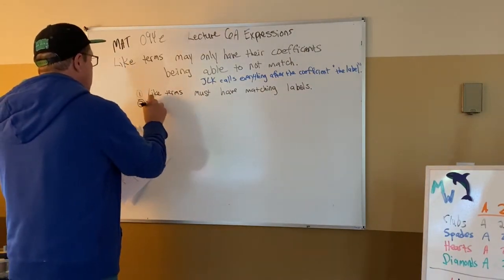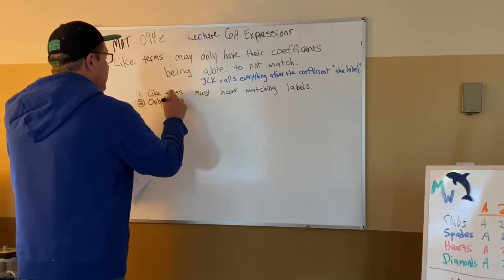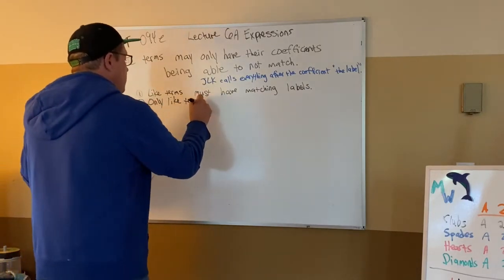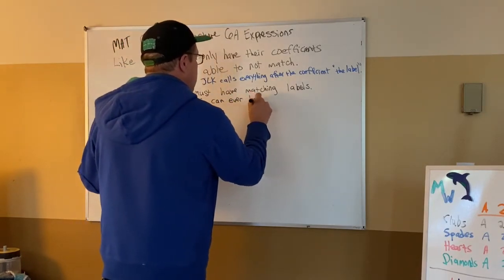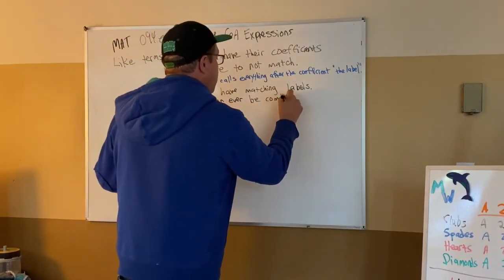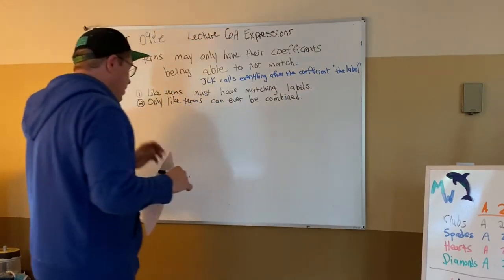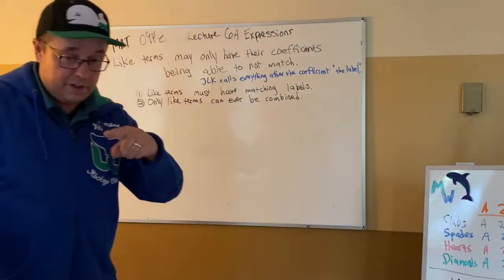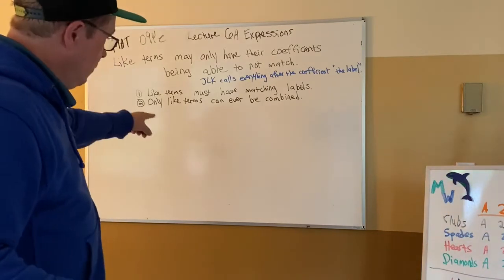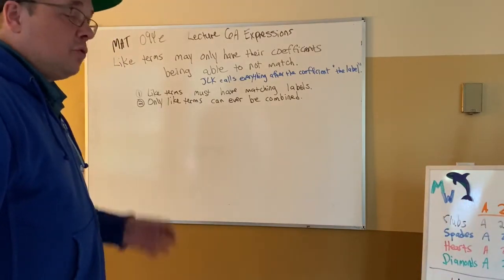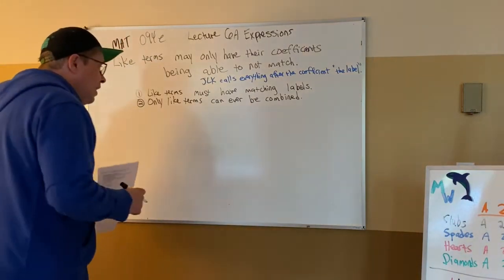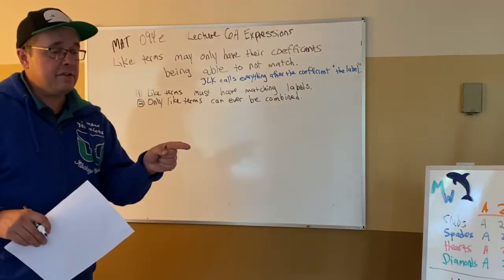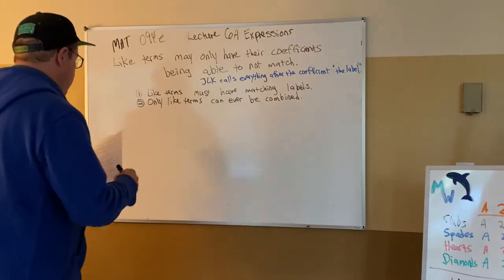Number 2, only like terms can ever be combined. It doesn't mention labels or anything like that. Labels are helping you determine what's a like term. That's a rule every math teacher has to enforce. Whether they say it that way or not is up to them, but only like terms can be combined. If the terms are not like terms, they are not getting together.